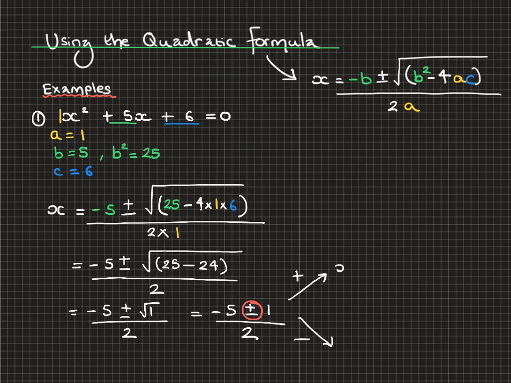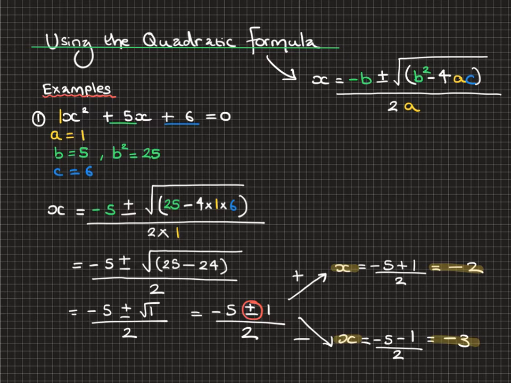So if we follow the positive version, we have negative 5 plus 1 all divided by 2, which gives us a value of negative 2 as an answer for x. Now, if we follow the negative direction, x is equal to negative 5 minus 1 over 2, which gives us an answer of negative 3. And remember, quadratic equations have 2 roots typically. So we have x equals negative 2 and we have x equals negative 3.